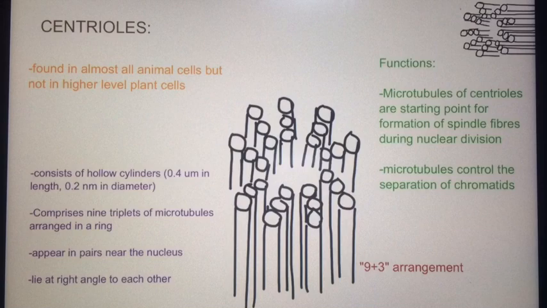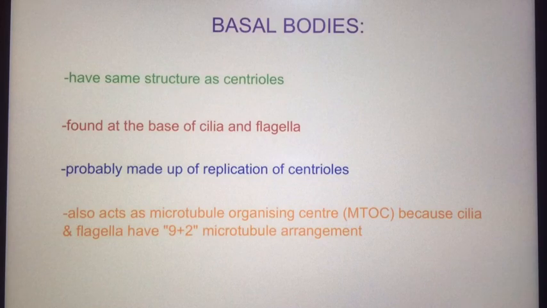And as you can see, this is the structure of centrioles. They appear in pairs near the nucleus, and they lie at right angles to each other. This is a structure that involves a 9+3 arrangement of the microtubules.